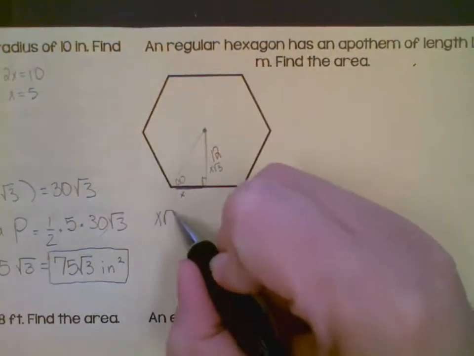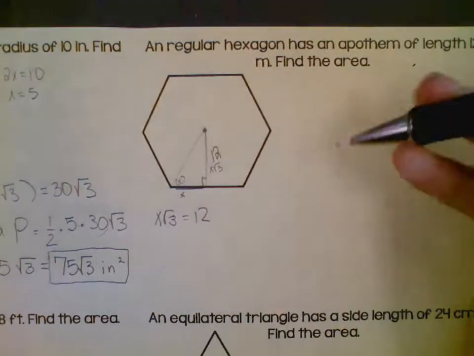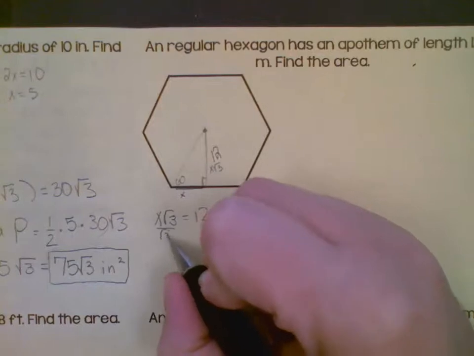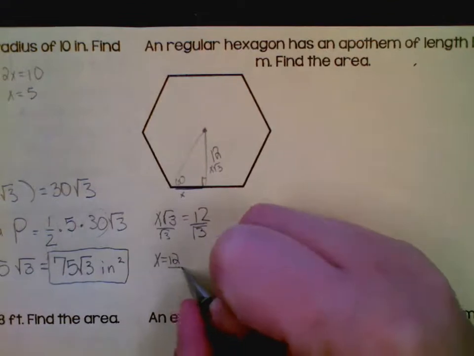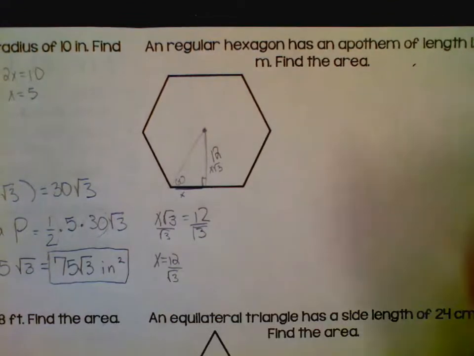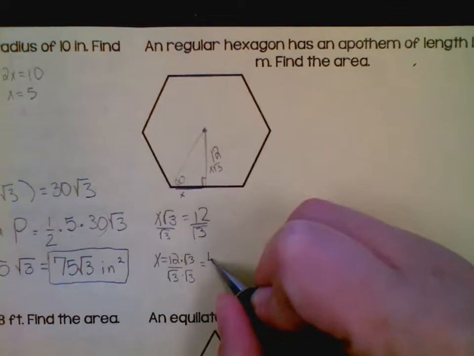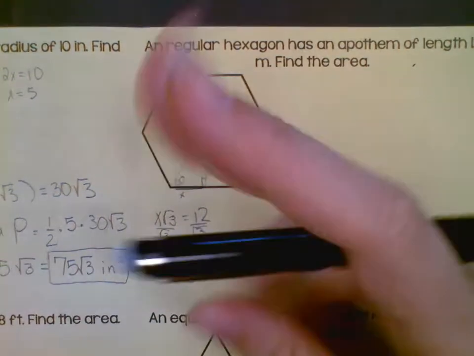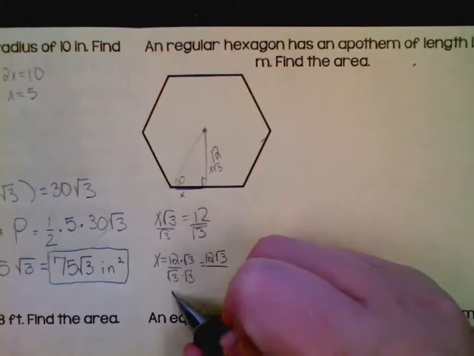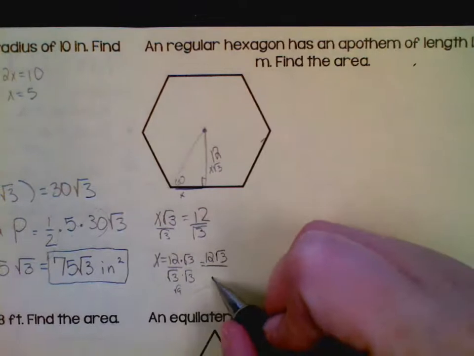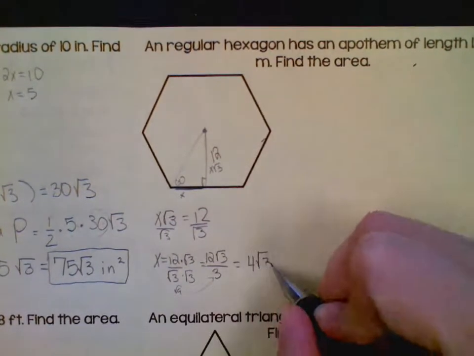So remember, we make them equal. X root 3 equals 12. And then we will divide by root 3. So x equals 12 divided by the square root of 3. So remember, we'll simplify that by timesing the top and the bottom by the square root of 3. So we end up with 12 root 3 over the square root of 9, but the square root of 9 is 3. So this would be 4 square root of 3.